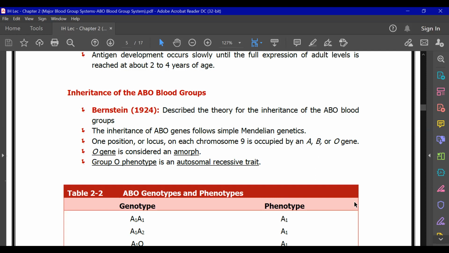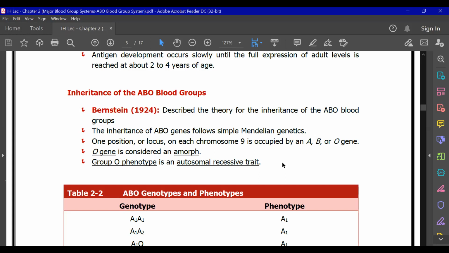Okay? Para hindi kayo malito, kasi an A gene, ang product niya would be an A antigen. So, para ma-differentiate natin kung alin ang tinutukoy natin, naka-italicize yung A, B, yung letters. Okay? Pag naka-italics, so A, B, and O, we are talking about genes. Pero kapag yung normal lang siya, pag hindi siya naka-italicize, we are talking about the antigen.